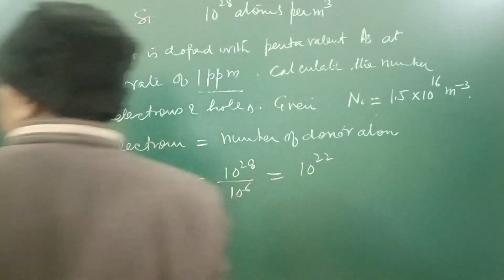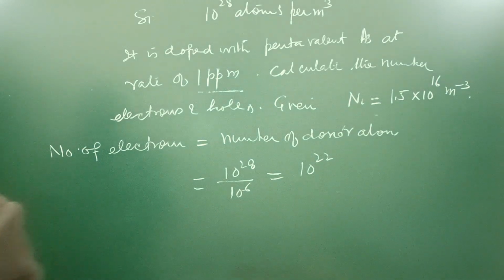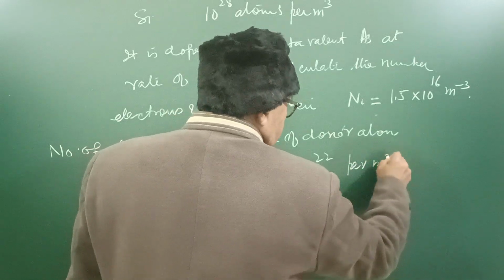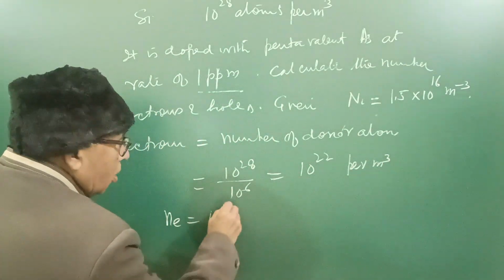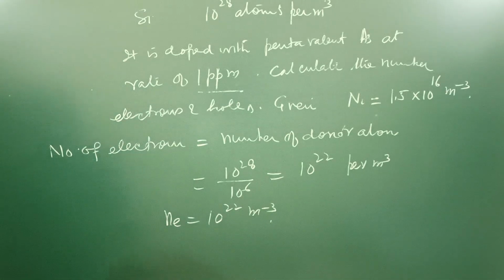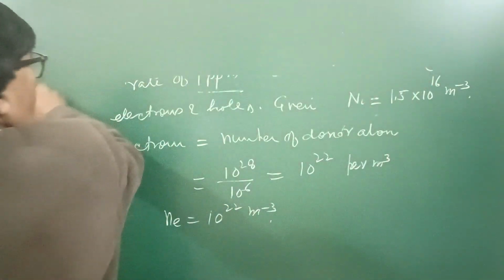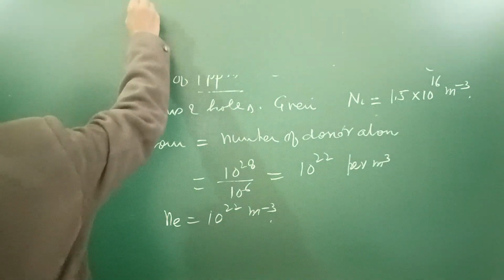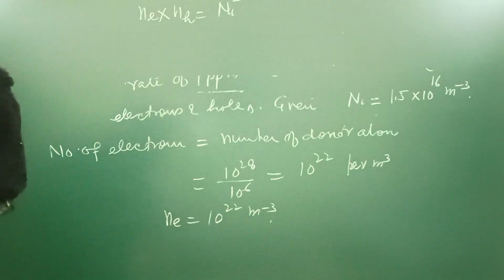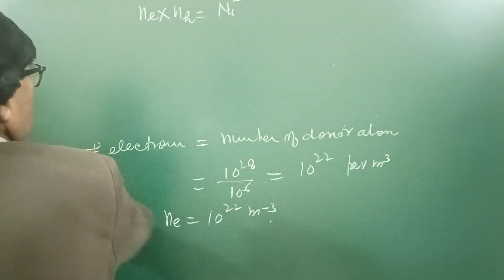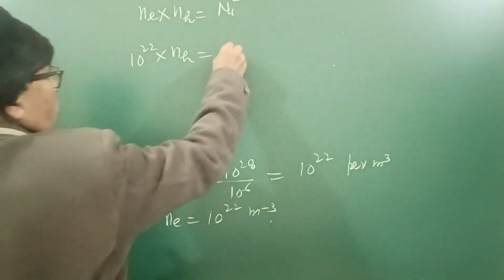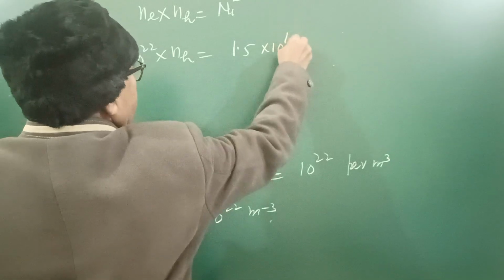That is 10 to the power 22. So 10 to the power 22 are the electrons per meter cube. So Ne equals 10 to the power 22 per meter cube. Now how to calculate holes? Just now I told you that Ne into Nh is equal to Ni square. This is true everywhere. Ne, 10 to the power 22, into Nh is equal to 1.5 into 10 to the power 16 whole square.